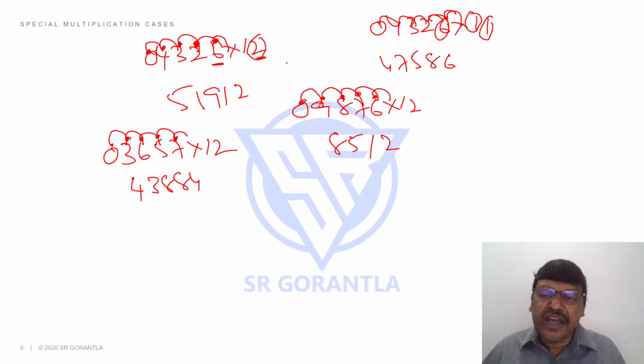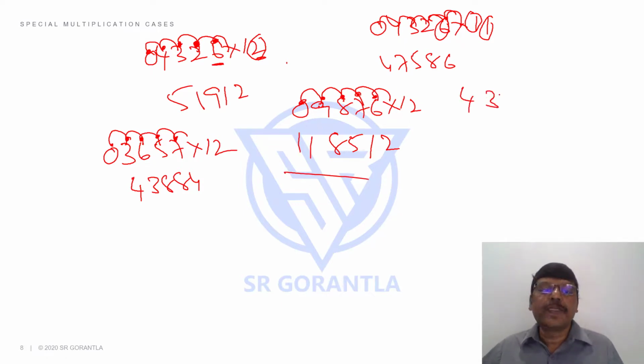2, 0, 0 plus 9. 9 plus 2 was carried before. So it is 11. Right? One more example, students. Let's take one slightly bigger number. 8, 4, 6, 7 into 12.